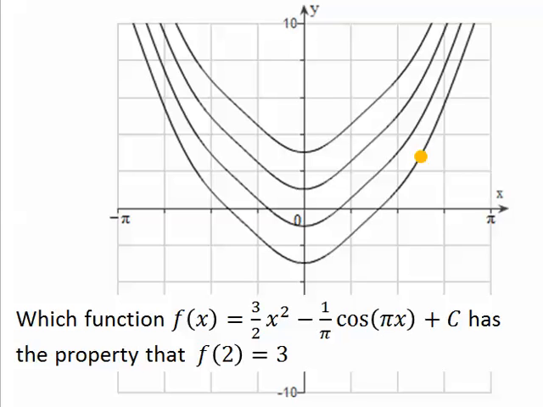I look for the point (2, 3). If x equals 2, then f has to be 3. So where's the point (2, 3)? Well, I find that, and that shows me which of these curves is the right curve. Now let's find the actual function f of x. So what we're going to do is solve for c. We need to figure out what c is.